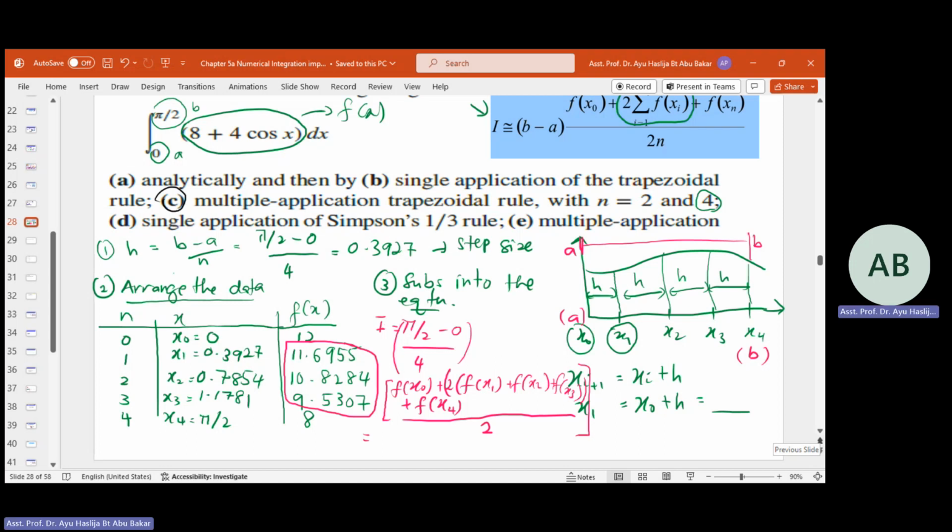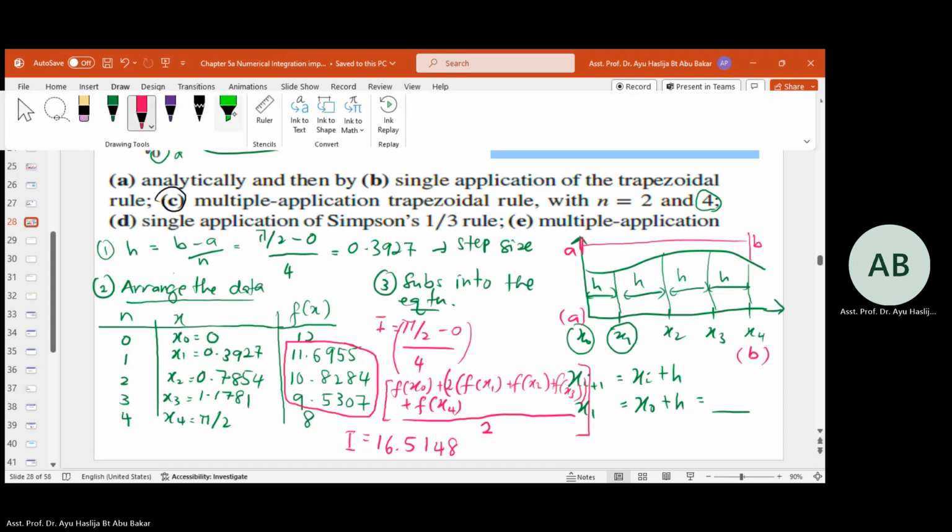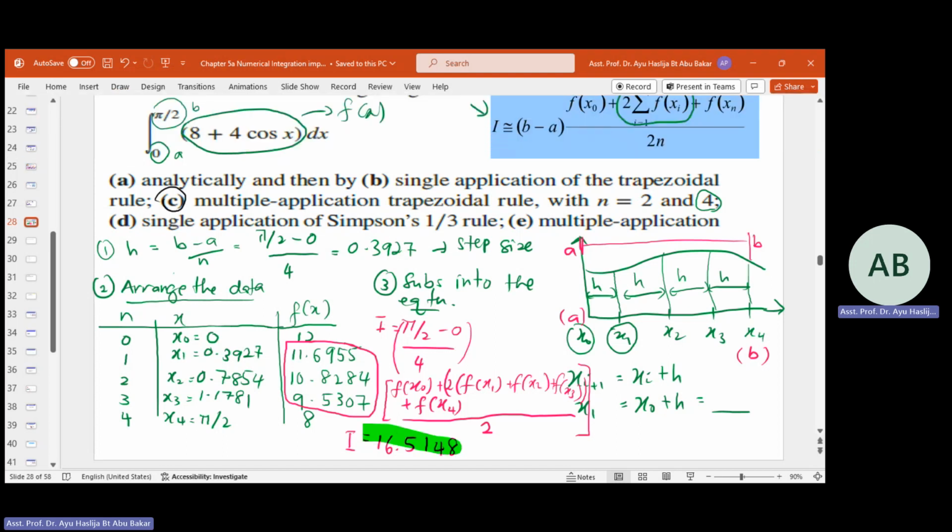You get 16.51. Okay, if you use degree, you will get somewhere 18 point something. This is the final answer for n equals 4.